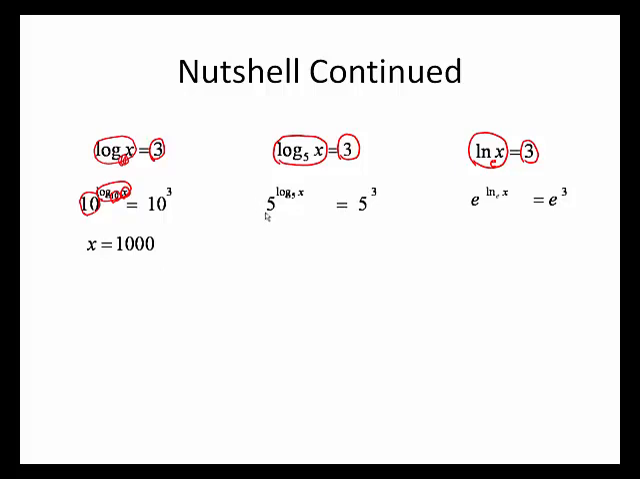Let's look at the next one. This base matches this base, so I get this. So this one's going to be x is equal to 5 to the third power, which is x is equal to 125. And one last time, this base is equal to this base, so I'm going to get x is equal to e to the third power. Use the e key on your calculator and you're going to get x is approximately equal to 20.08554.